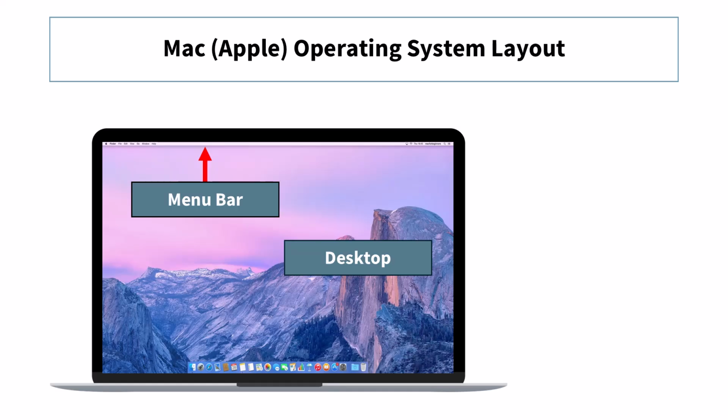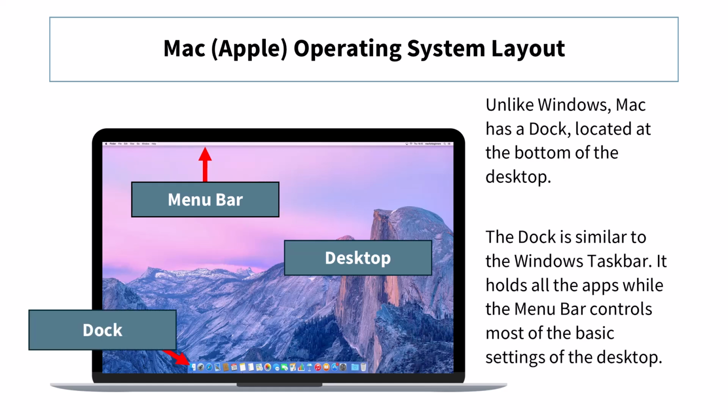The Mac system, also known as Apple, is a little different in layout, as we see in this image. The menu bar is located at the top of the desktop, but unlike Windows, Mac has a dock located at the bottom of the desktop. The dock is similar to the Windows taskbar. It holds all the apps, while the menu bar controls most of the basic settings of the desktop.